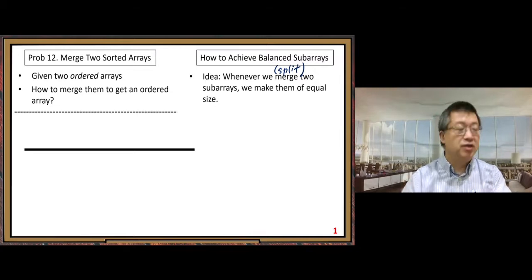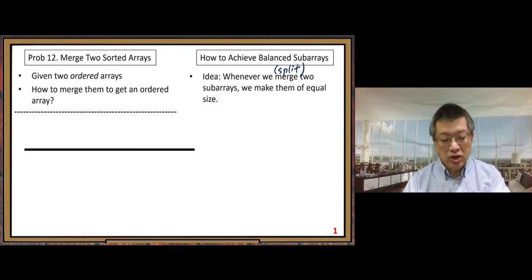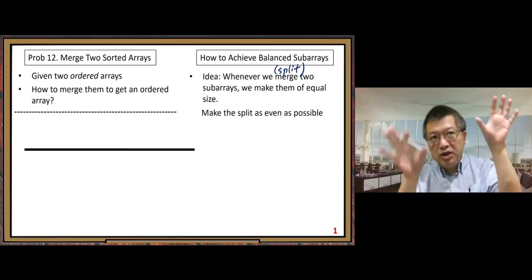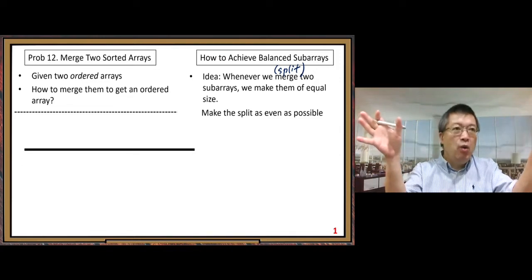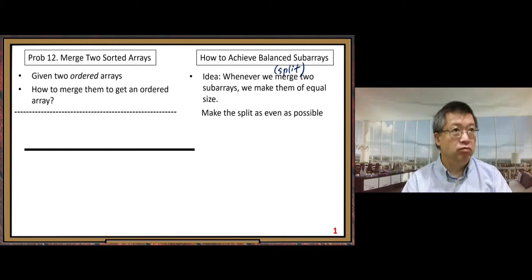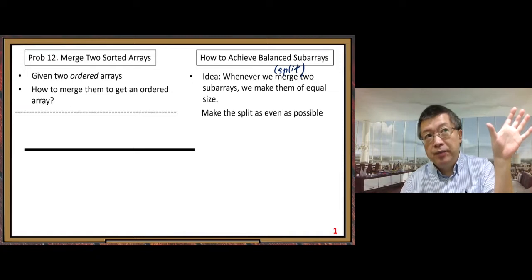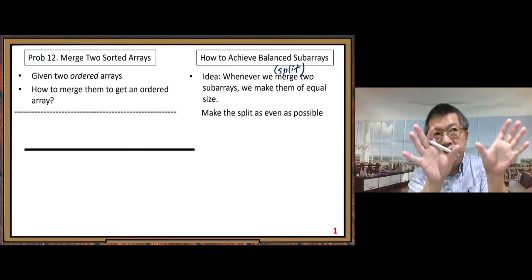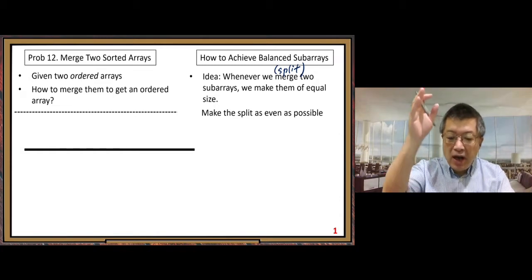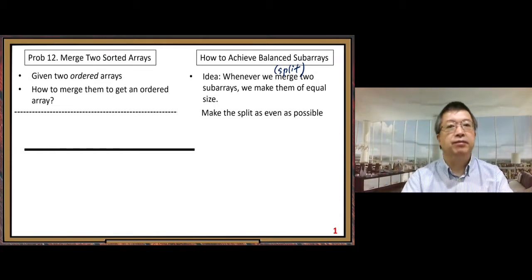Here, suppose this is a given array. When we start, we split right in the middle, so we make two subarrays as even as possible. Because when we are given an array with an odd number of elements, we cannot do an even split, right? But we can do a split with two subarrays whose size difference is 1. That's the most balanced way we can do. So that's the meaning here, as even as possible.